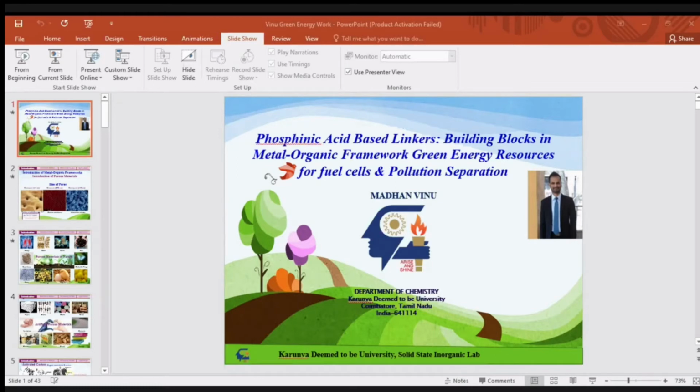So let's see what MOFs are. Introduction to the metal organic framework. It is a porous material. There are different kinds of sizes, starting from micropores to macropores. Micropores are less than 2 nanometer. If it's a mesopore, 2 to 50 nanometer. If it's a macropore, it's more than 50 nanometer. There are some examples, such as the surface of some chicken eggs.